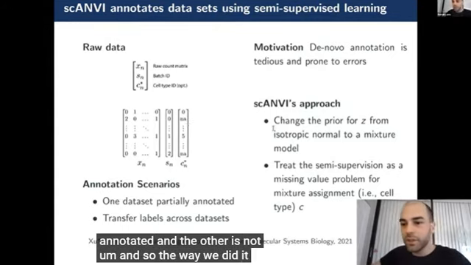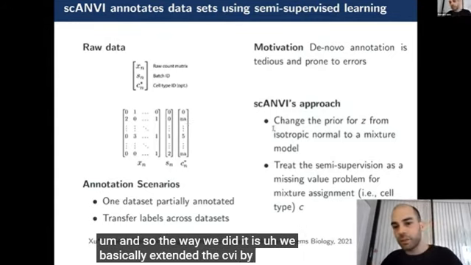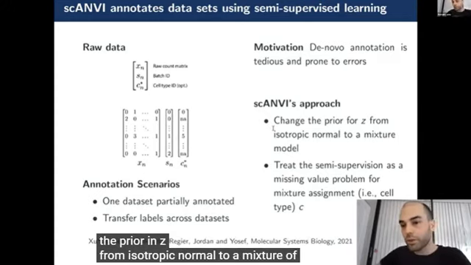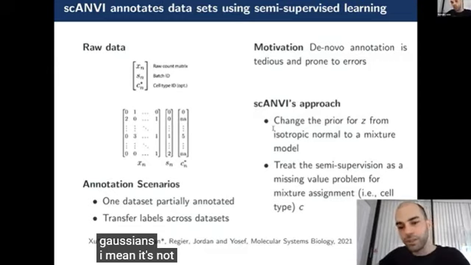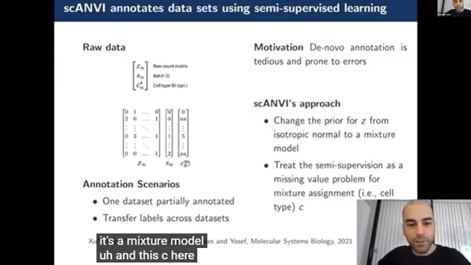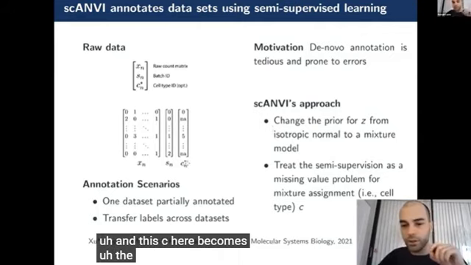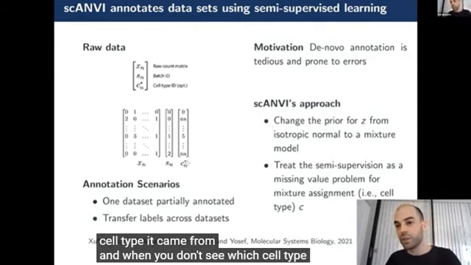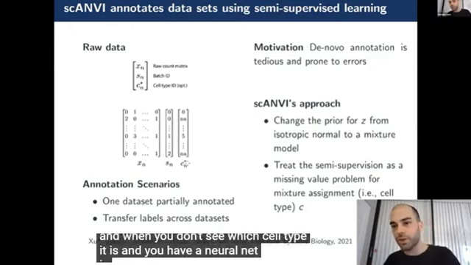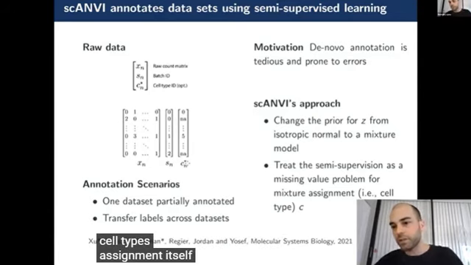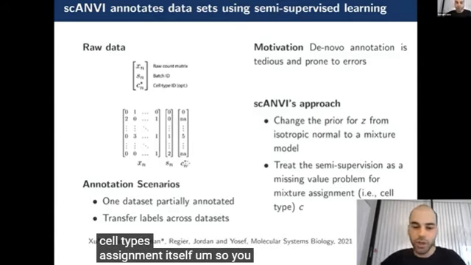And so the way we did it is we basically extended the scVI by changing the prior on Z from an isotropic normal to a mixture of Gaussians. I mean, it's not a mixture of Gaussians, it's a mixture model. And this C here becomes the mixture assignment, like which cell type it came from. And when you don't see which cell type it is, you have a neural net in a variational distribution for the cell type assignment itself. So you can read this manuscript.